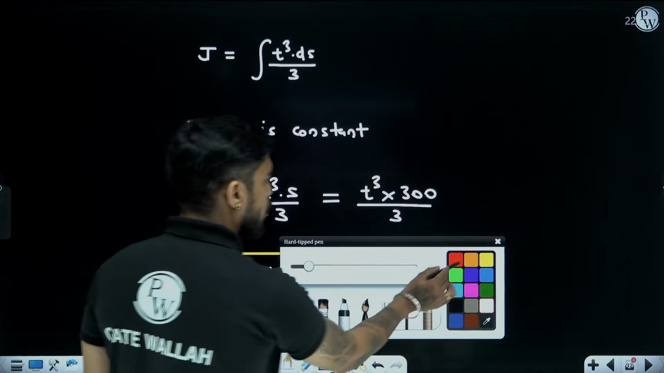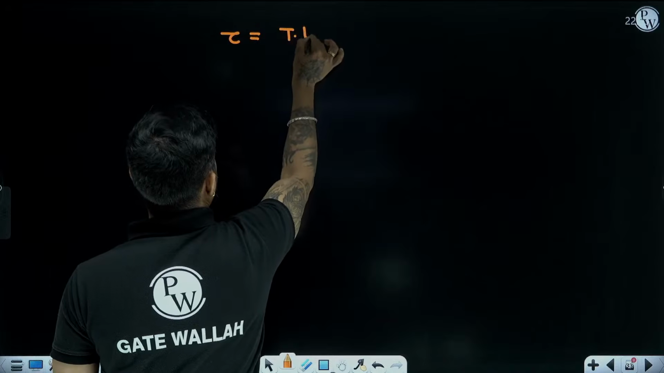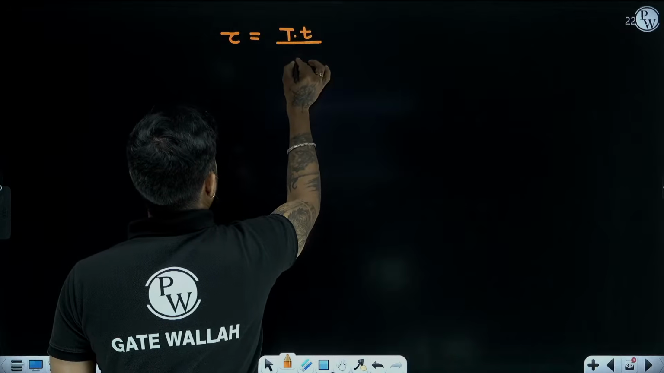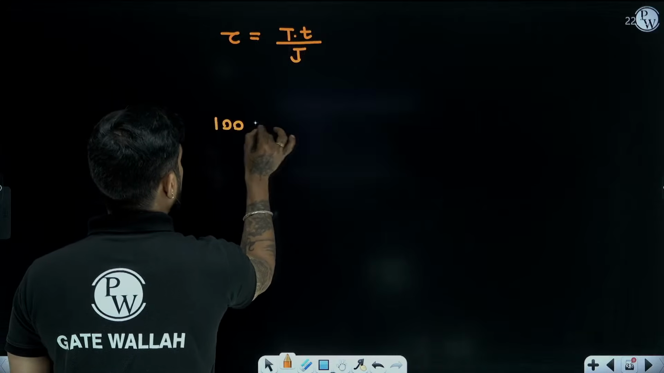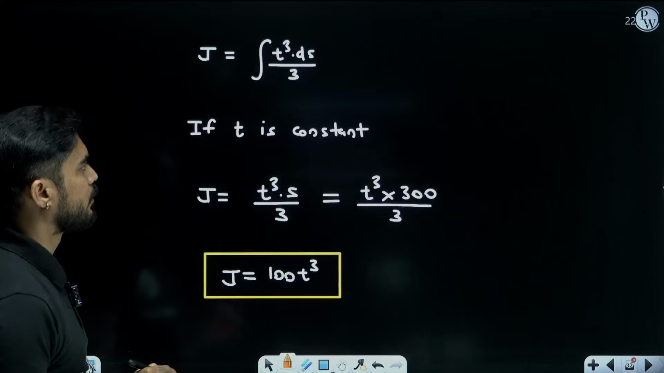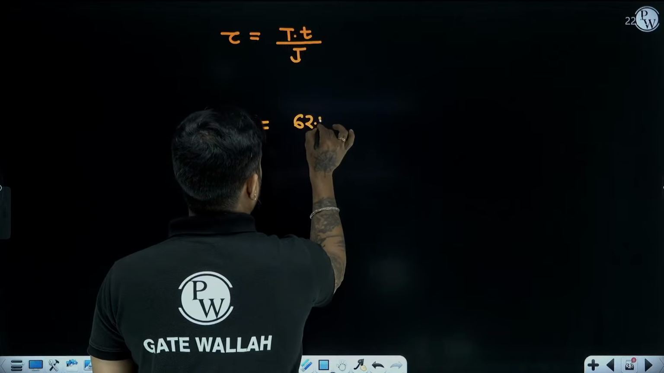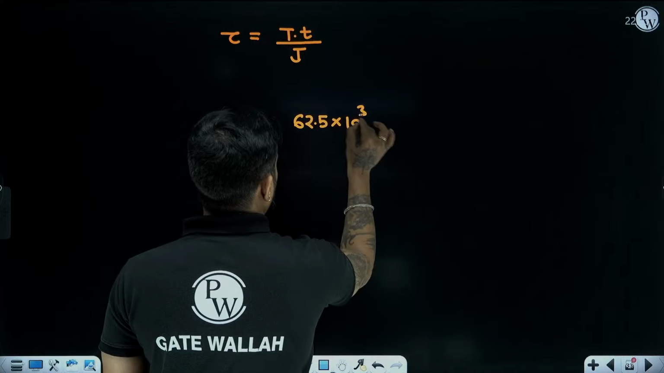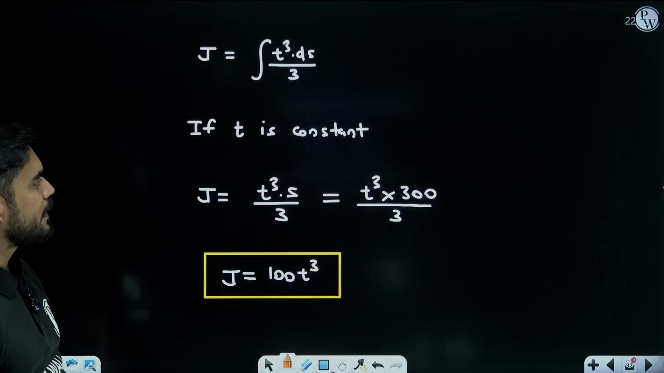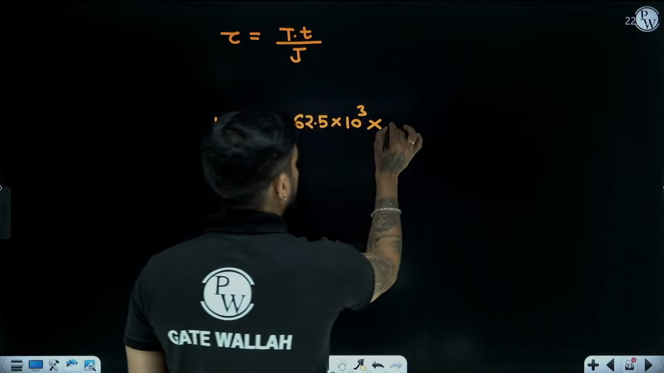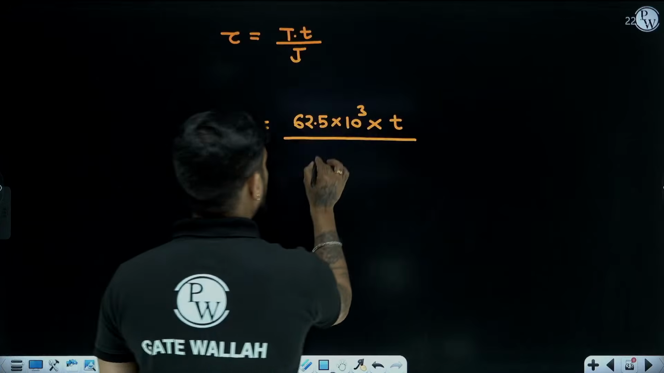Now the formula of tau. So tau is equal to T into t divided by J. Now what is tau? It is 100 megapascal, 100 Newton per mm square. What is T? 62.5 into 10 to the power 3 Newton mm. What is the value of thickness t? That is unknown to us. So we will just put t here, divided by J, 100 t cube.